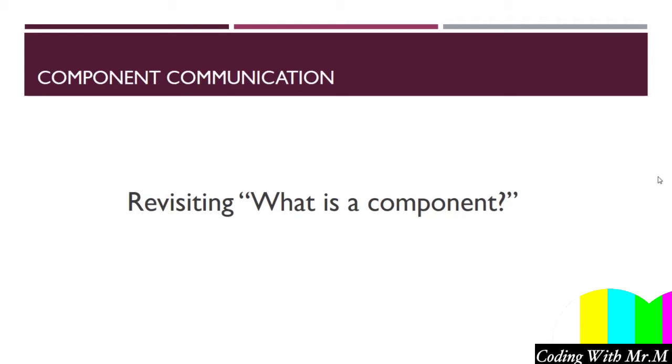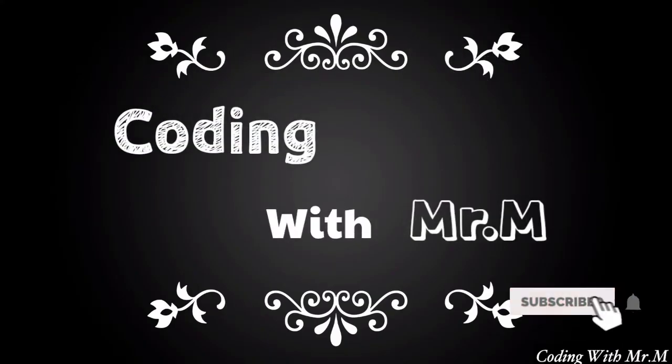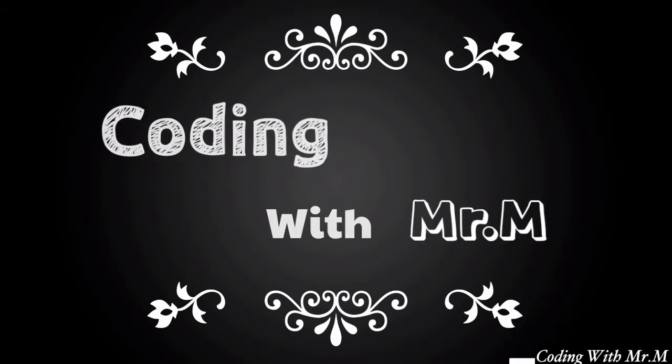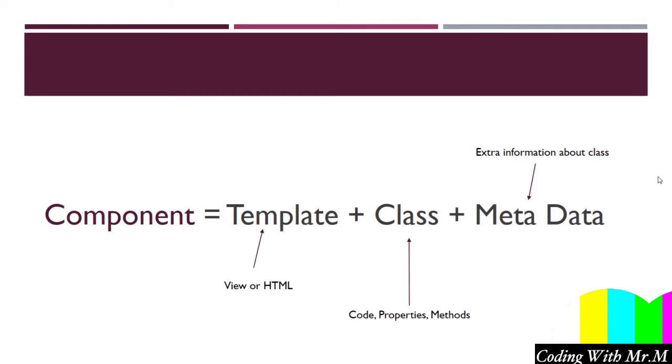In this section, we will help the components to communicate with each other. So the very first thing that we need to know is by revisiting what a component is, because we have already discussed it in the previous sections of this course. So let us see what actually a component is. A component basically comprises a template, a class, and some metadata.